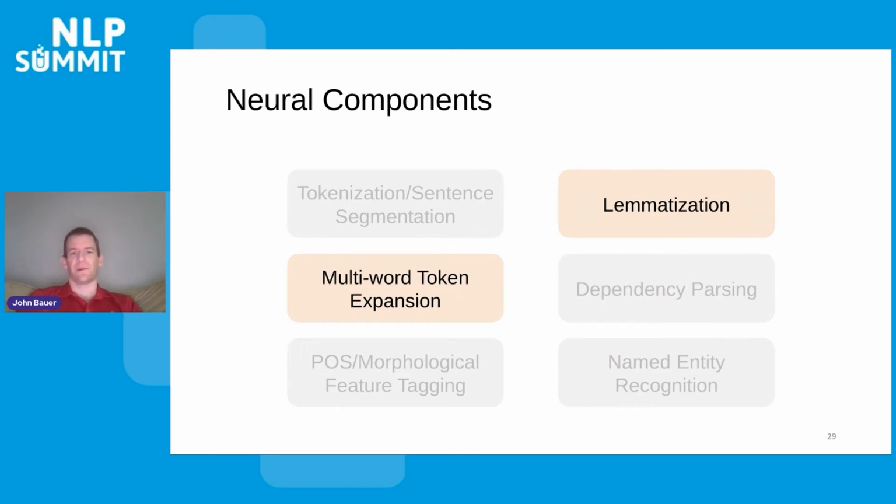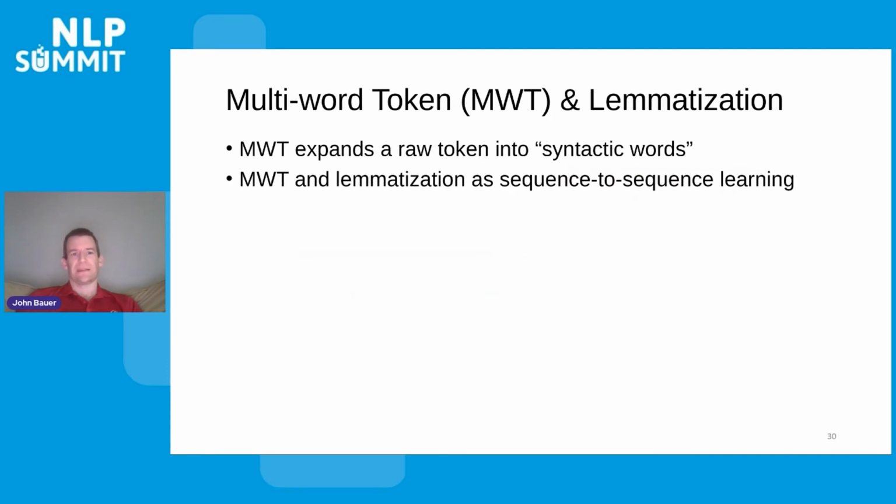Lemmatization is when you take a word such as won't in English. This is a multi-word token. You would imagine it split into will and not. However, if you split it simply based on the characters, you get wo, and the lemmatization would turn that into will. So this is a sequence-to-sequence learning task.